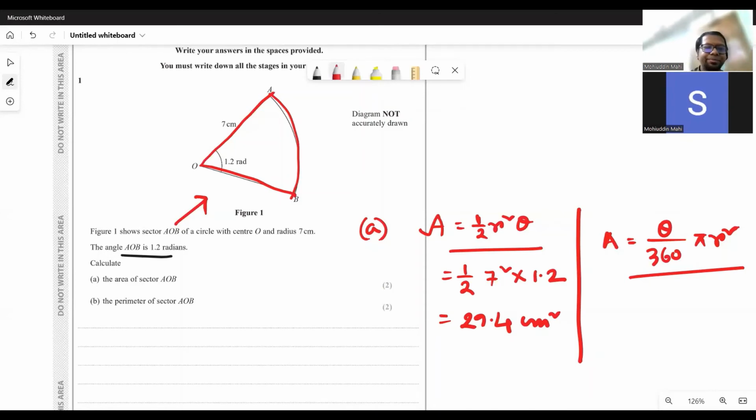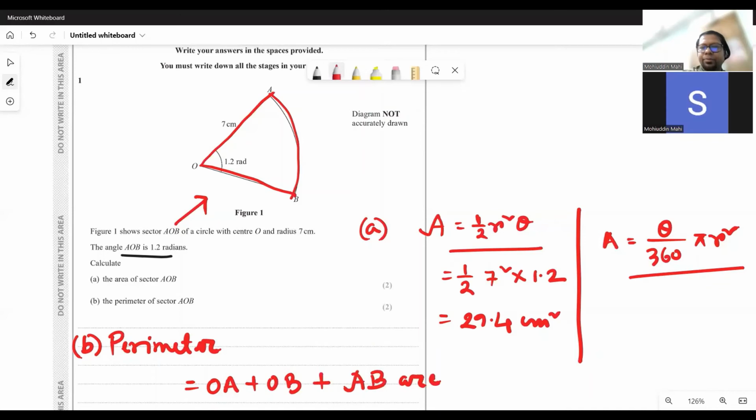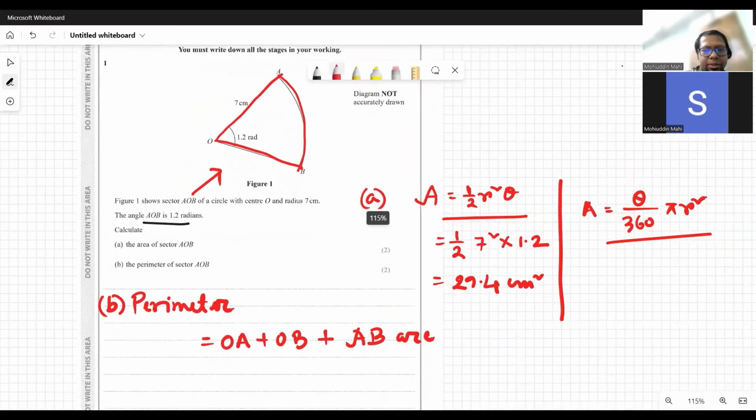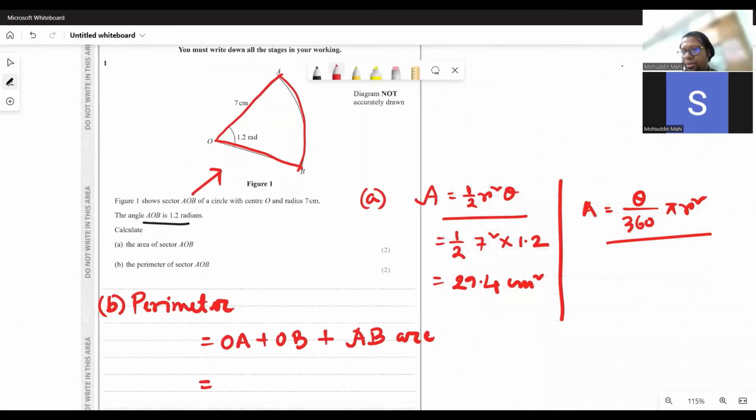All right, so the perimeter will be OA plus OB plus the AB arc. OA and OB, both of them are radius, so it's going to be 7 centimeter plus 7 centimeter. You don't have to write down the units again and again. In the final answer, you can write down the unit.